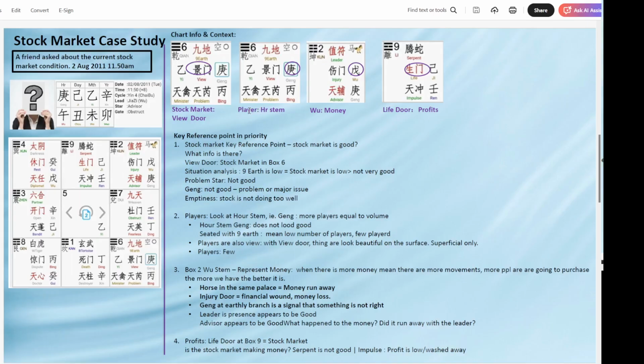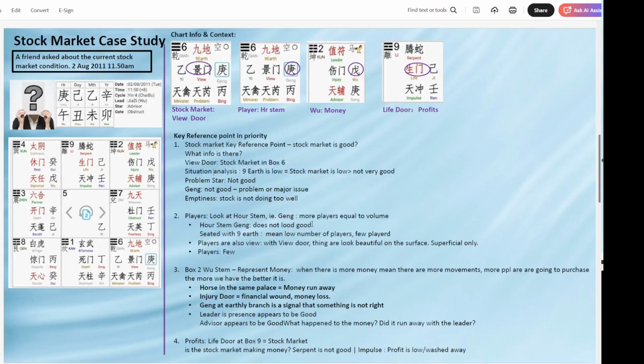Next we look at the hour stamp, which is representing the players. Then we look at Wu, which will tell us where the money is. And then we look at the Live Door, which tells us more info about the profits. So the key reference point in terms of priority, number one, we have to look at is definitely the stock market itself, that is, of course, the View Door, referencing the stock market in box number 6.